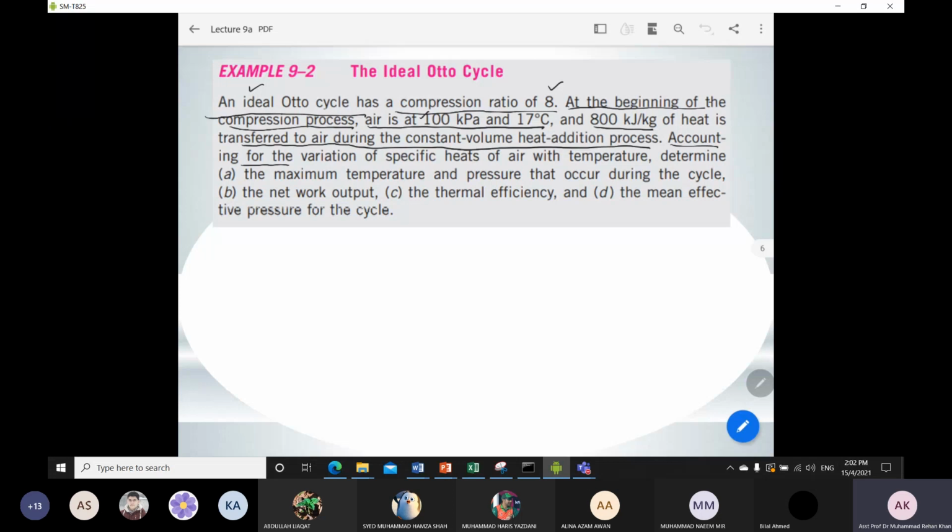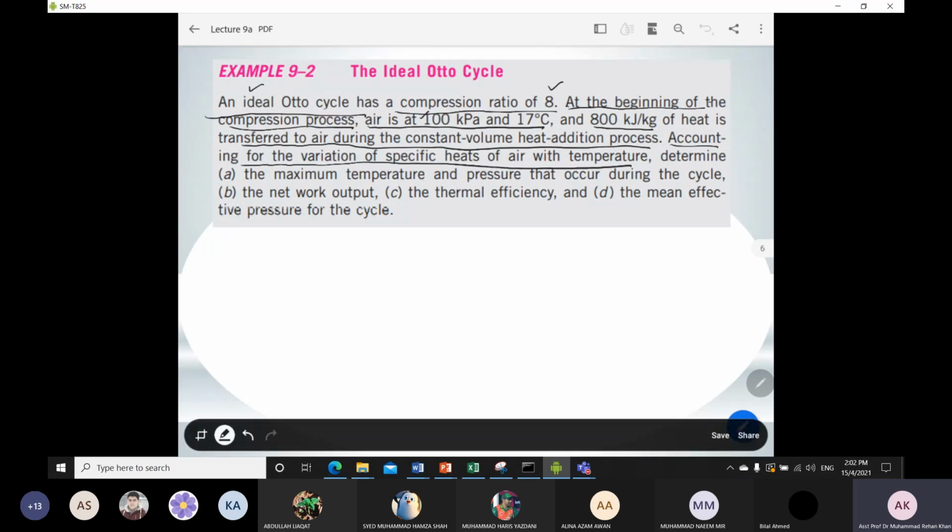Account for the variation of specific heat of air with temperature. Okay, so here it is mentioned that you have to assume variation of specific heat. So this is not a constant specific heat problem. So the procedure, we will see how to solve this problem by using the assumption of variation of specific heat.